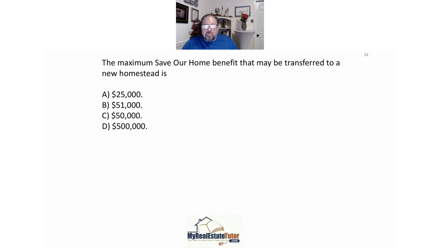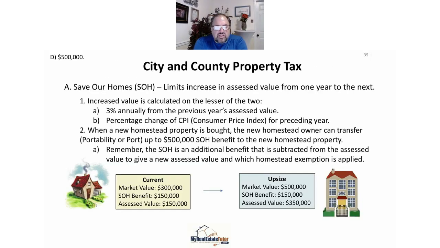All right. The maximum Save Our Home benefit that may be transferred to a new homestead. This is under our Save Our Home benefits that may be transferred. In other words, you're moving from one property to another. There can be up to a maximum amount of homestead exemption that can be transferred in your new move. So let's look at the Save Our Home. This limits the increase in value from one year to the next, and transfers to another new home if you sell and buy a new home.